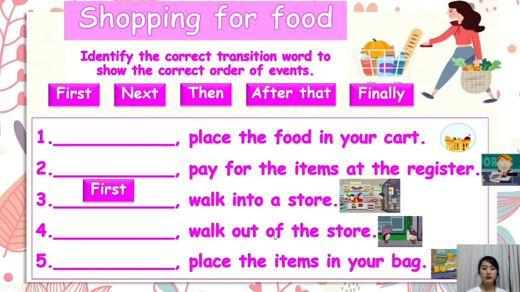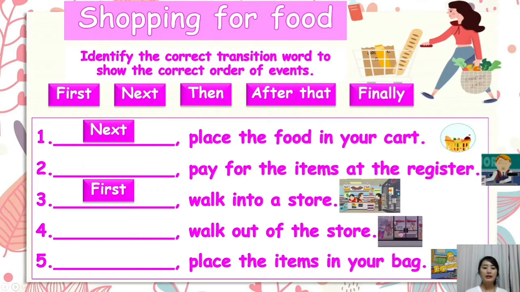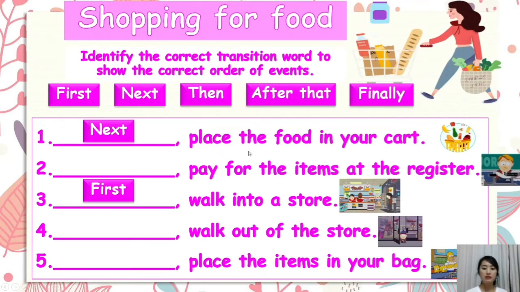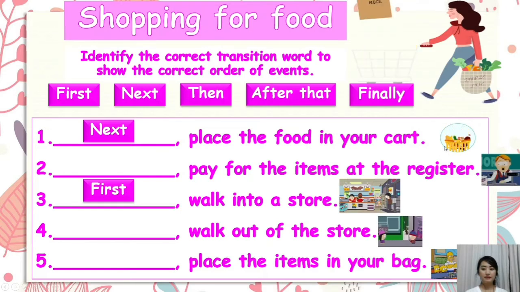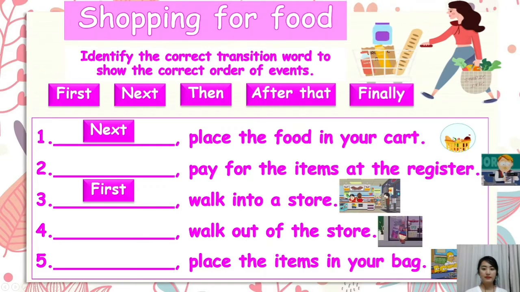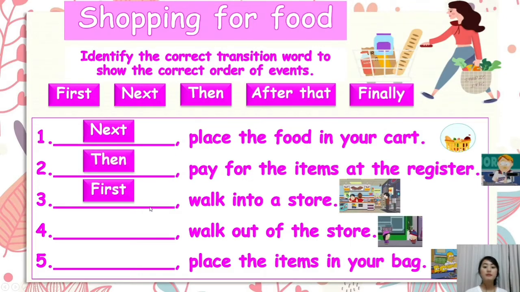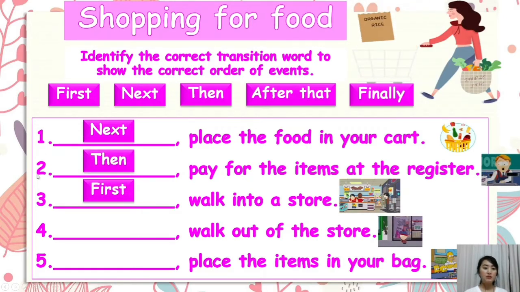Number 2. What number is it? Number 1, this one. Next, place the food in your cart. This is the next step. After walking into a store, the next thing that you have to do is place the food in your cart. So after that, what are you going to do? We have then number 2.